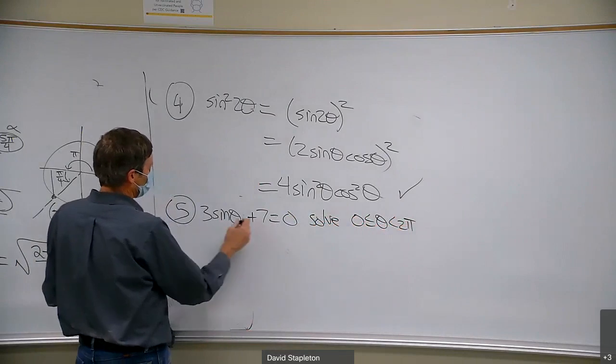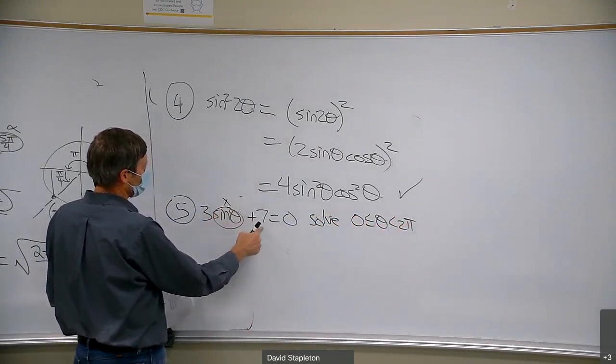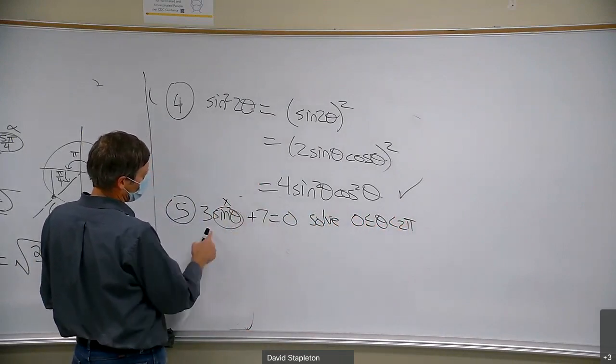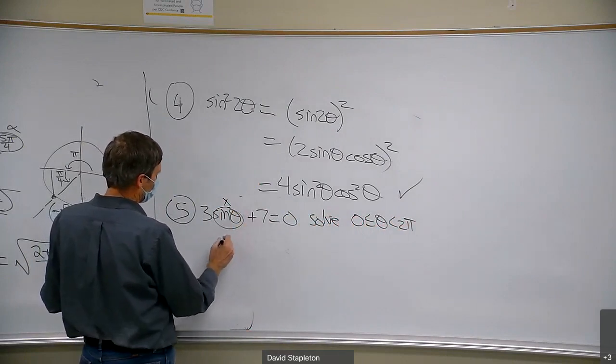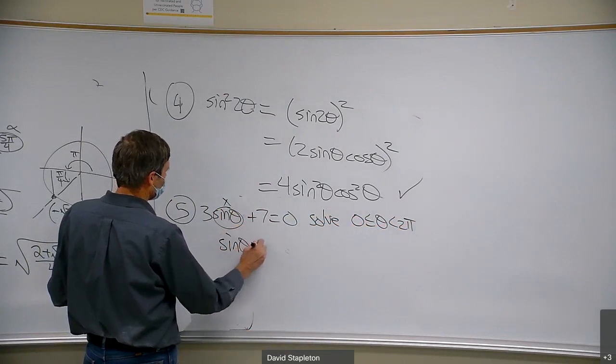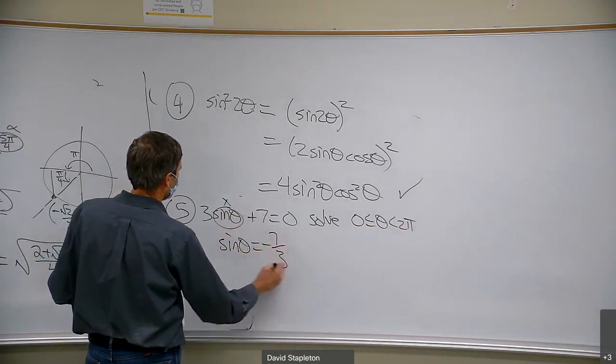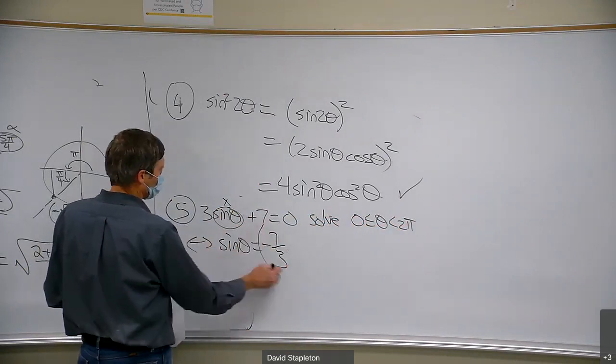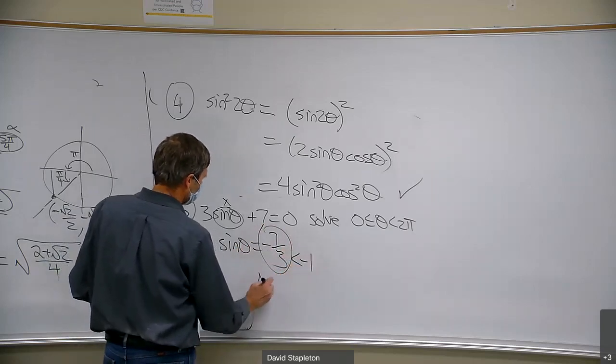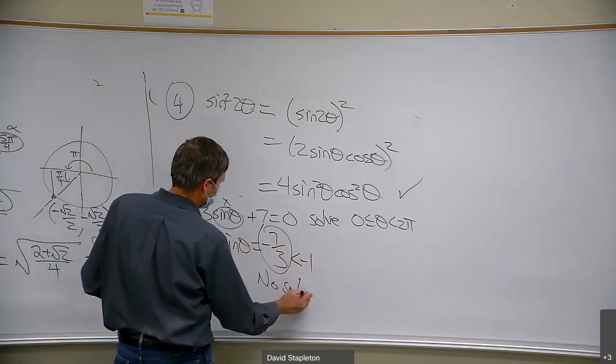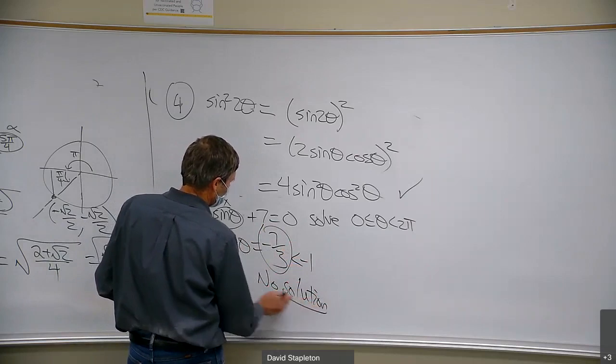You subtract 7. If you had 3x plus 7 equals 0, you subtract 7 and divide by 3 and get x equals minus 7/3. You do the same thing here. Subtract 7, divide by 3. And get equivalently sine theta is minus 7/3, right? Oh, wait a minute, that's less than minus 1. There's no solution. That's all there was to that one.